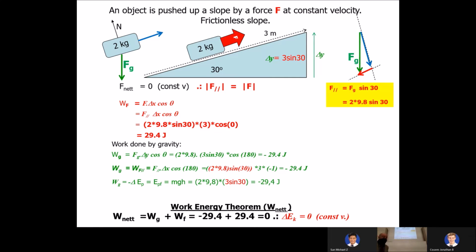Work energy theorem, still going to hold. The net work should be 0. That's because the work done by gravity is equal to the negative of the work done by the force F. So this is minus, that's plus, and it equals 0. And that gives you change in kinetic energy, which is 0, which we knew from the start because that's constant velocity.